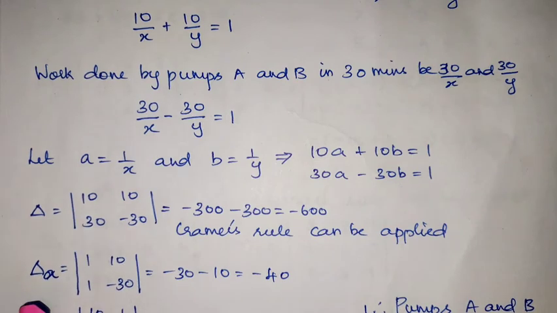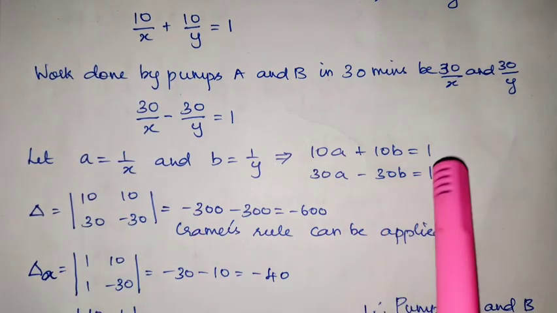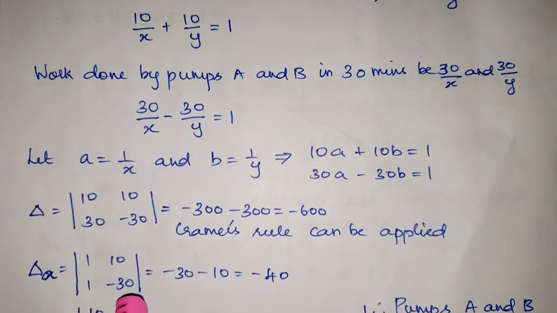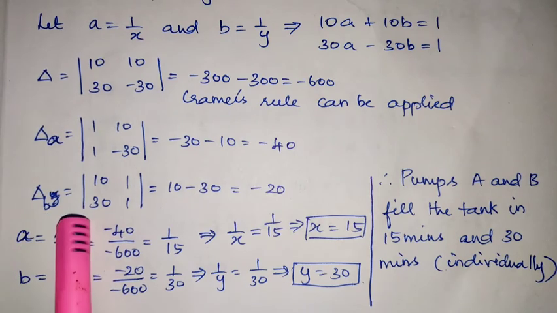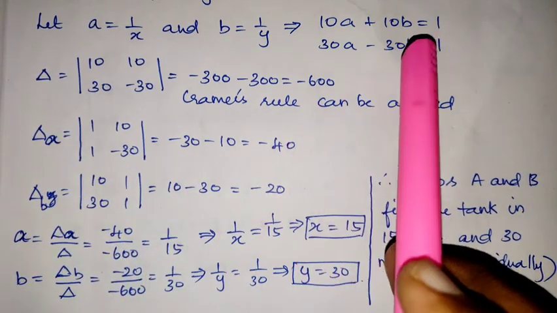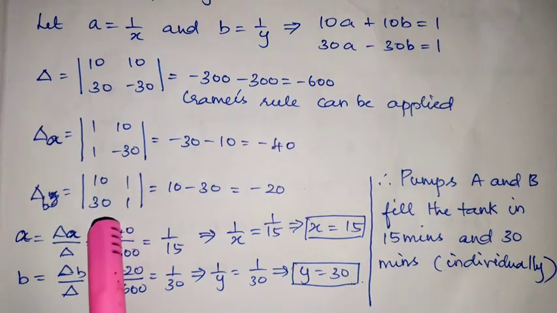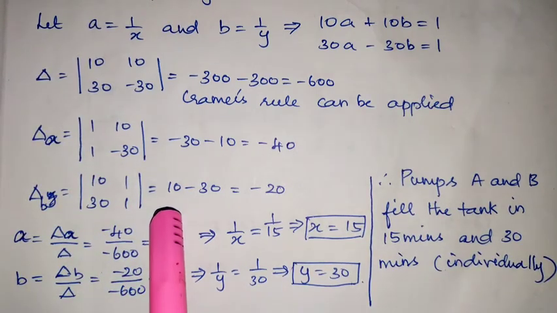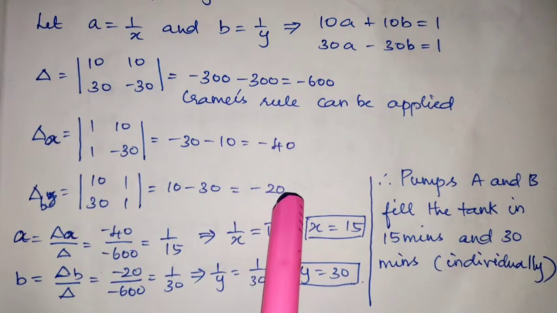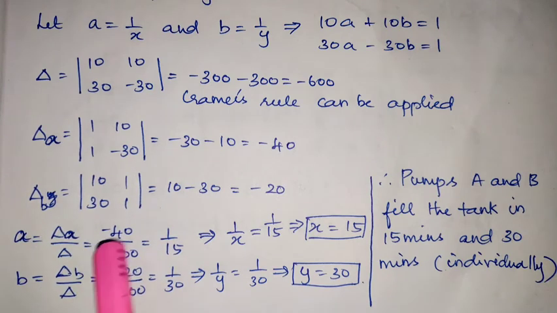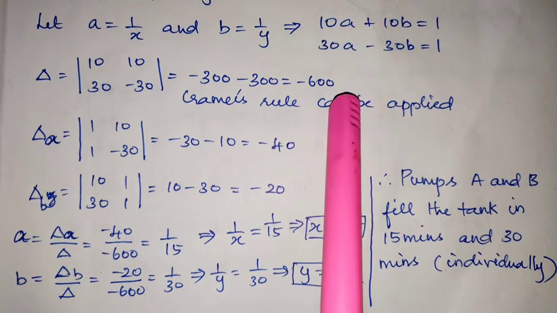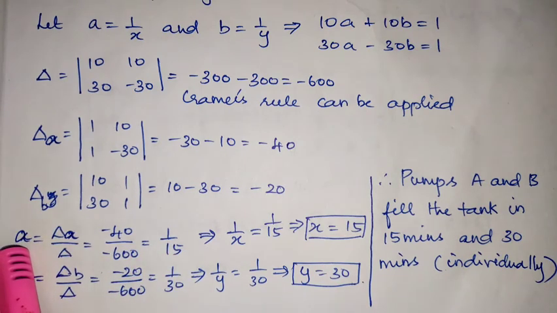Now del A. Del A means replace the coefficients of a by the constants, which are 1 and 1. So the rows are 1, 1 and 10, minus 30. 1 into minus 30 is minus 30, minus 1 into 10 is minus 10, which gives minus 40. Now del B is similar: in the coefficients of b, replace by 1 and 1. So 10, 30 and 1, 1: 1 into 10 is 10, minus 1 into 30 is 30, which is equal to minus 20. So what is the value of a? a is equal to del A divided by del, which is minus 40 divided by minus 600, which is 1 by 15. What is a? a is 1 by x.